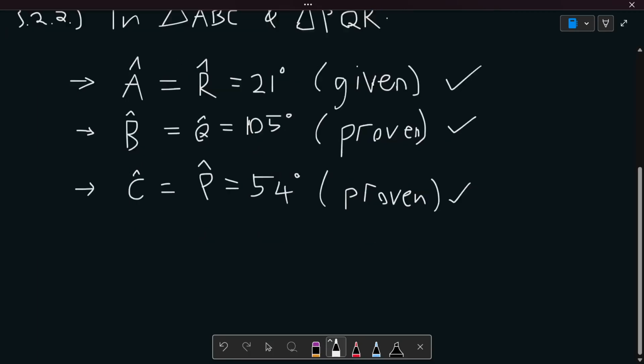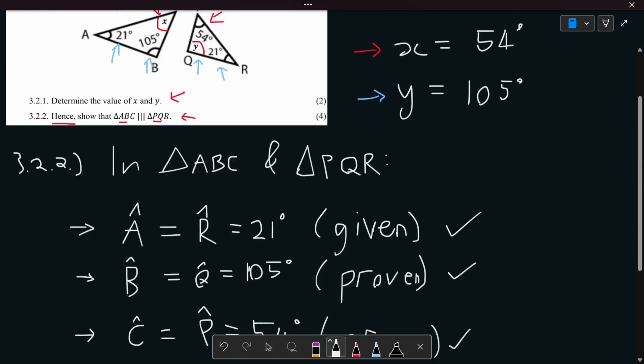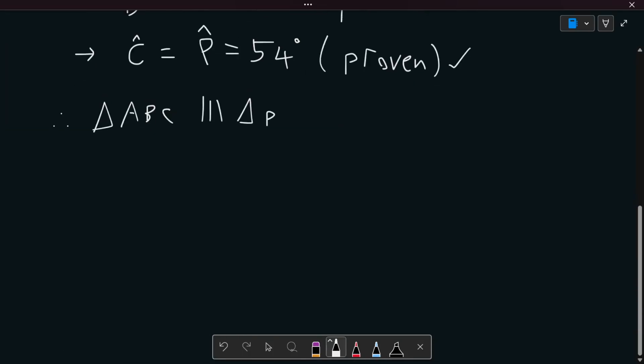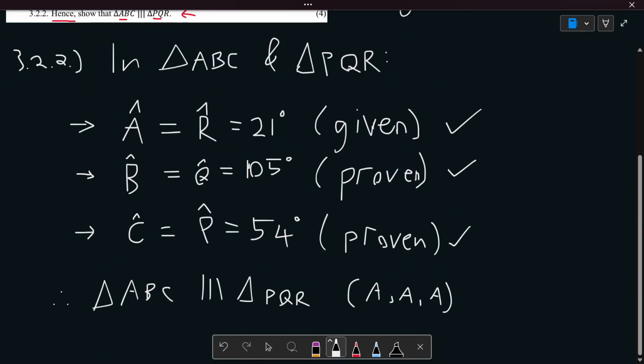Then now, because we proved all of the angles are equal for the corresponding triangles, we can say therefore triangle ABC is going to be similar to triangle, remember the order is also important, PQR, in that order. And then the reason we used was angle, angle, angle, because note how we worked with only angles. That is the reason that we used. Okay, nothing too bad about that question.